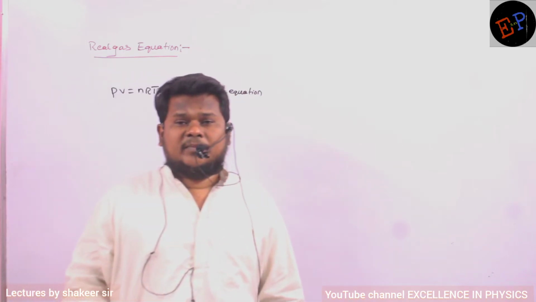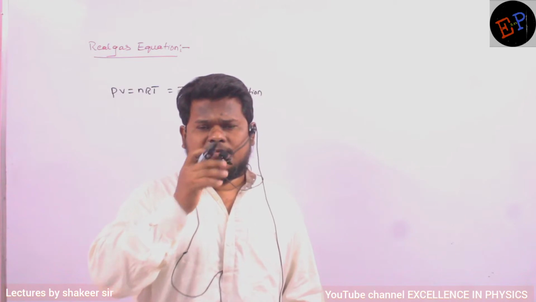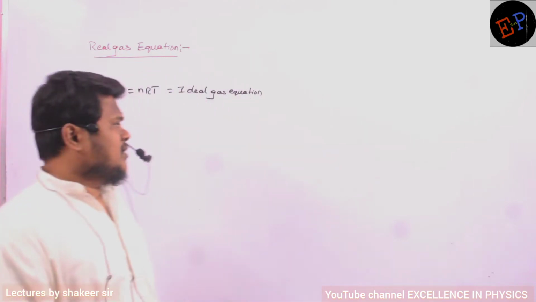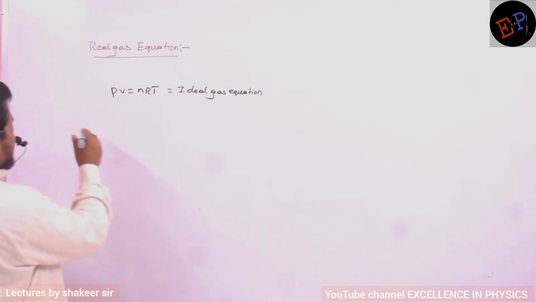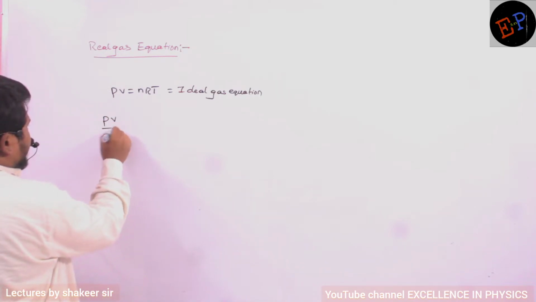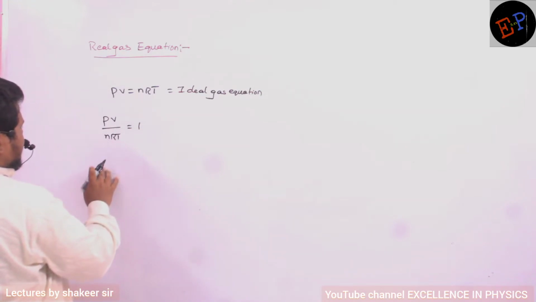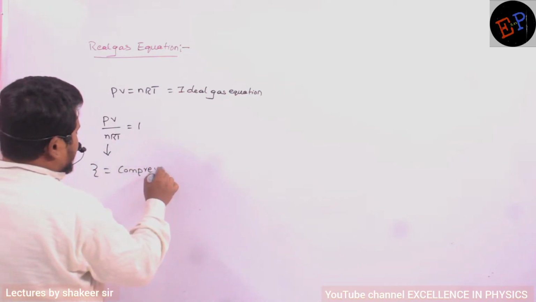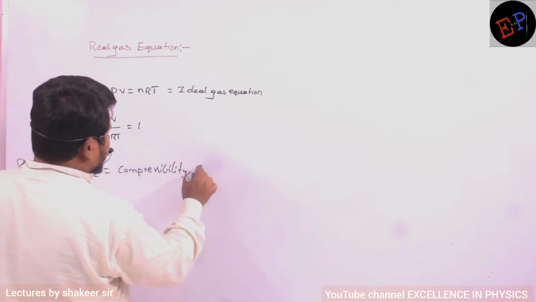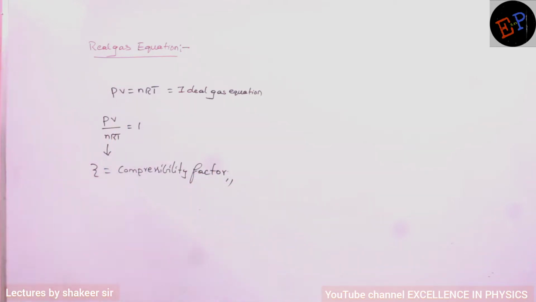But if temperatures are very high and if pressures are very low, then normal gases also behave like ideal gases. So for ideal gas, this is the equation: PV is equal to nRT. If I write this relation, PV divided by nRT, then it is equal to 1. Are you able to understand? And this PV divided by nRT is called Z, which is called the compressibility factor.